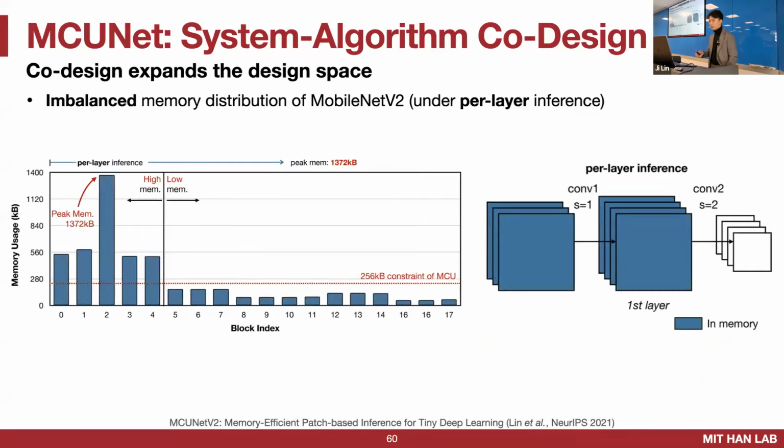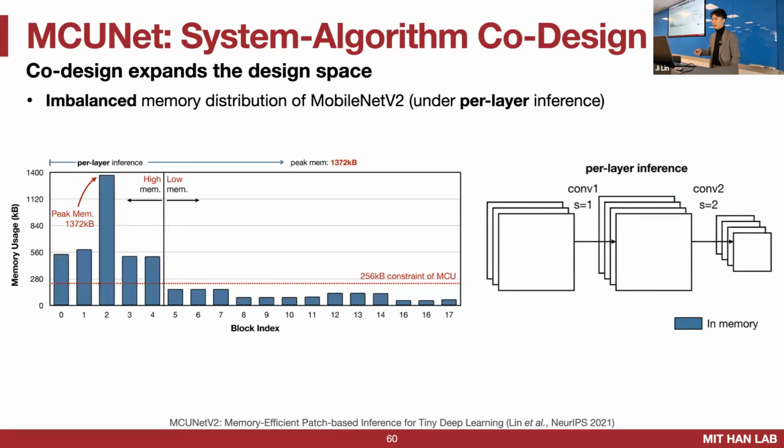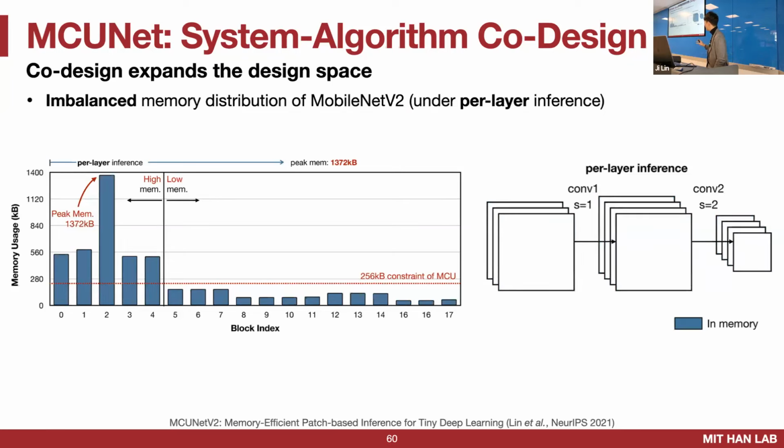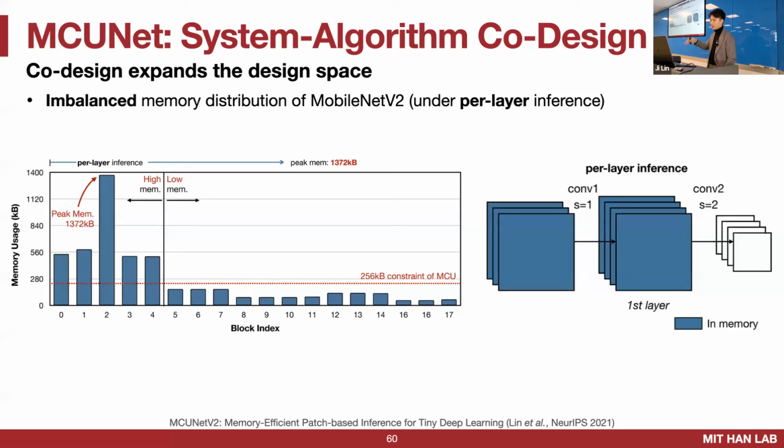Another advantage is that the co-design actually expands the design space and allows us to explore some optimization opportunities that are not available if you simply look at a single side of the optimizations. Here we take a case study of MobileNet V2, which is an efficient edge deep learning model, and we check the memory usage of each block as the network goes deeper. We can see a very imbalanced distribution. On the left-hand side, the first 5 blocks use a large memory. If you run a model, you want to fit the peak memory within your hardware. Due to the first 5 layers, you need something like 1.3 megabytes to run this model.